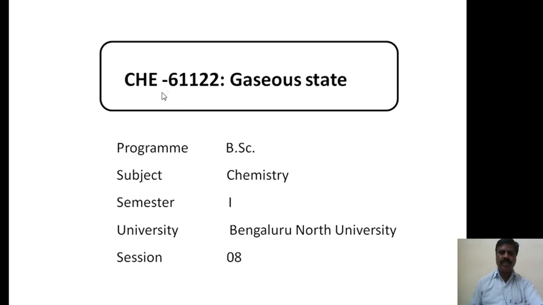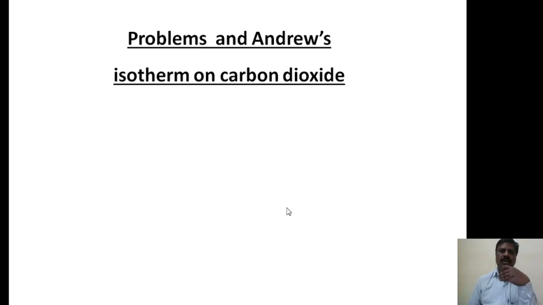Today I am going to discuss the 8th session of chemistry and the 4th session of gaseous state, which belongs to first semester BSc affiliated to Bangalore North University. In this session, I have to discuss problem solving on root mean square velocity, average velocity, and most probable velocity. And also, we have to discuss Andrews isotherms of carbon dioxide.